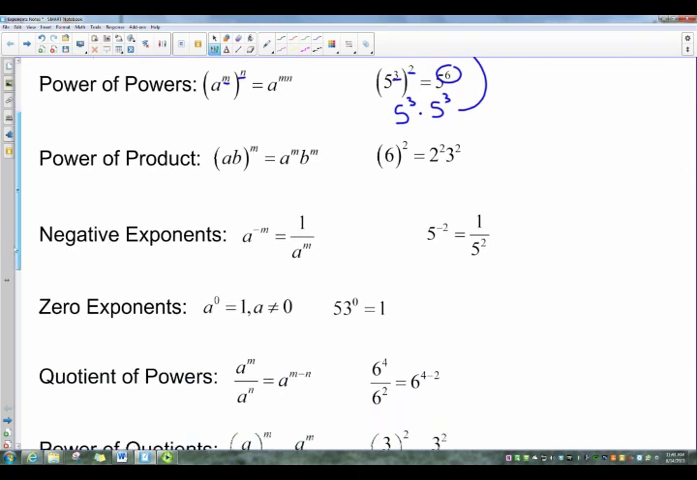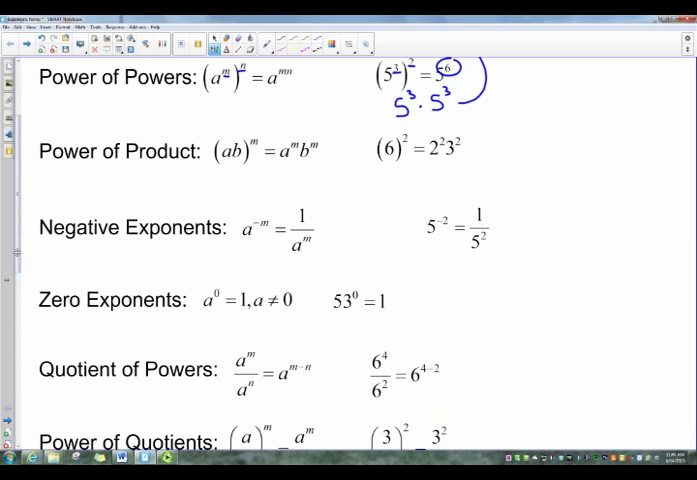The next one is what's called the power of product. Now in the power of product, if I have two things being multiplied with an exponent on the outside, what happens is it's similar to the distributive property, where that exponent gets sent through to both of them, and I end up with a to the m and b to the m. So here, the example I have is 6 squared. Well, 6 can be written as 2 times 3 squared, and you can see right there, that gives me 2 squared, 3 squared, and then you could solve it out.